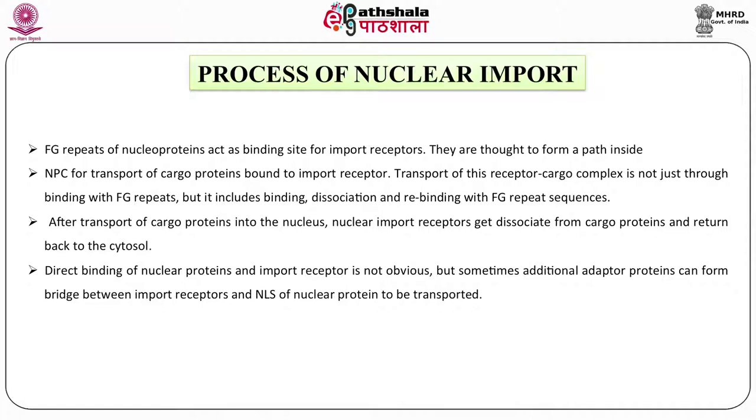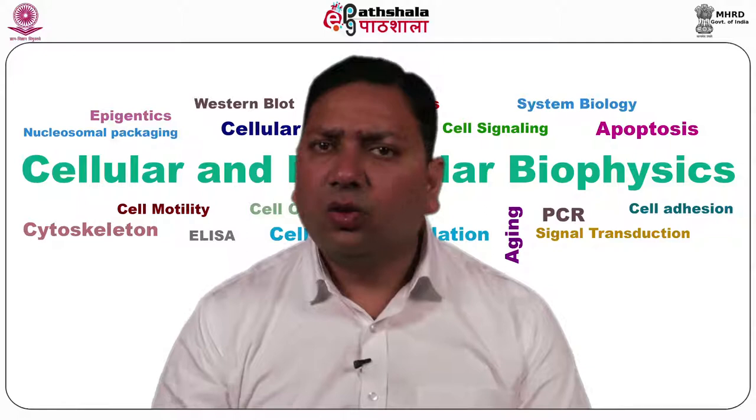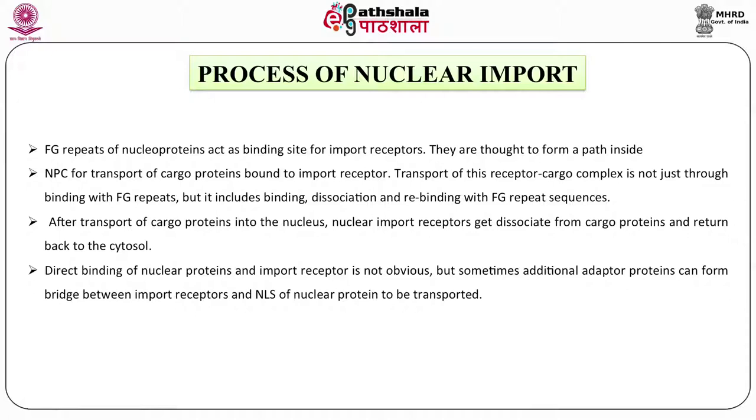Transport of this receptor-cargo complex is not just through binding with FG repeats, but includes binding, dissociation, and rebinding with FG repeat sequences. After transport of cargo proteins into the nucleus, nuclear import receptors dissociate from cargo proteins and return to the cytosol. Direct binding of nuclear proteins and import receptor is not obvious, but sometimes additional adapter proteins can form bridges between the import receptor and the nuclear localization signal of the nuclear protein to be transported.